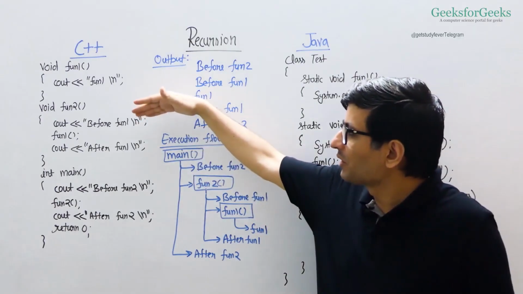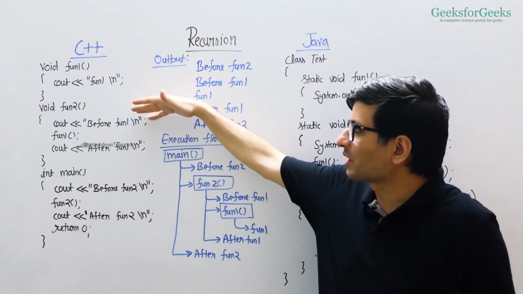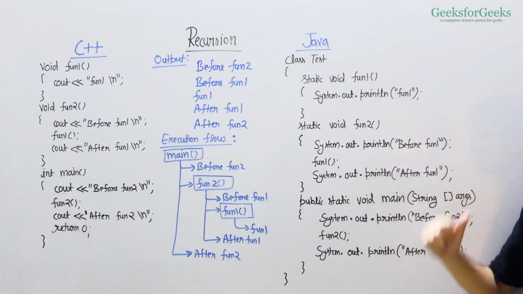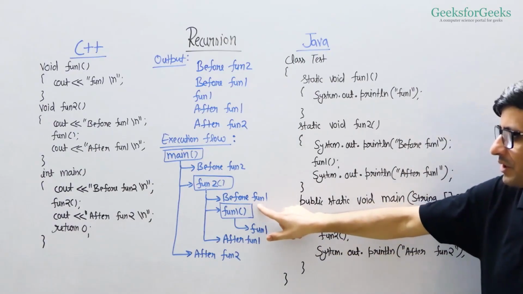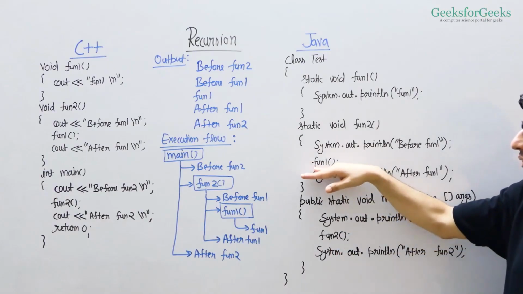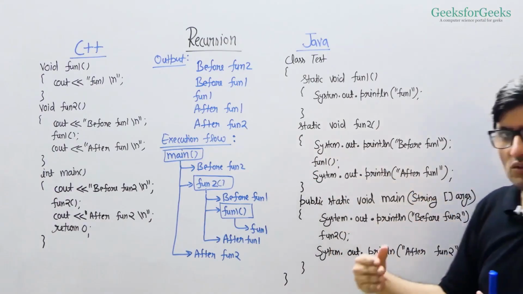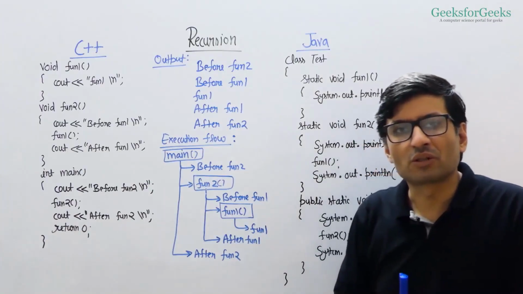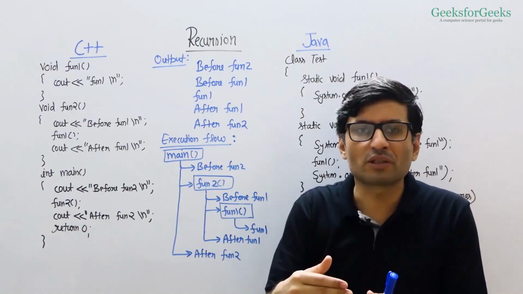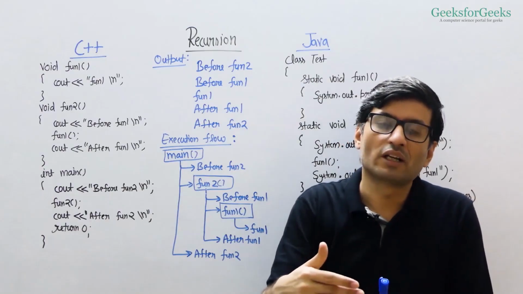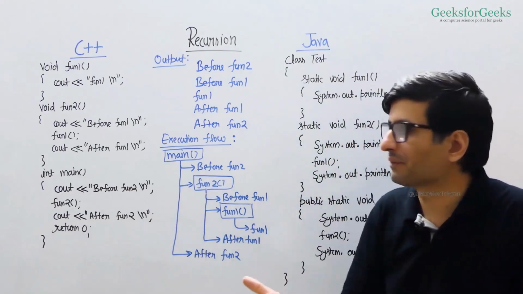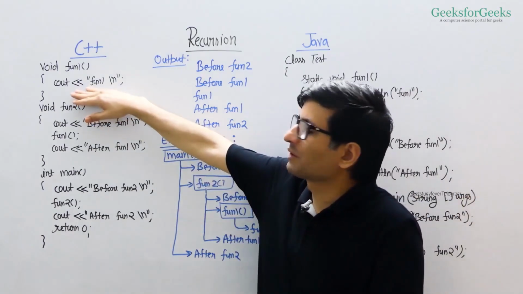So fun2 now begins its execution from this line, and what does this line do? It prints before fun1, right? So we get before fun1 on the screen. Then fun2 continues its execution to the next line. So fun1 is called, and now when fun1 is called, fun2 is stopped. So main is stopped, then fun2 is stopped, and now fun1 is called. And now fun1 begins its execution from the first line.